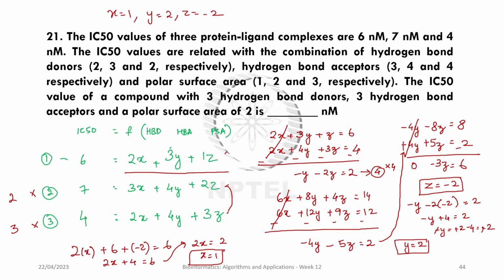Next question is the IC50 value of a compound with 3 hydrogen bond donors, 3x, plus 3 hydrogen bond acceptors, 3y, and a polar surface area of 2z is equal to what? So I know it is 3 into 1 plus 3 into 2 plus 2 into minus 2, which is 3 plus 6 minus 4. 9 minus 4 will be 5. Was that the answer we got last time? Anybody remember? Thank you, Vijayendra.